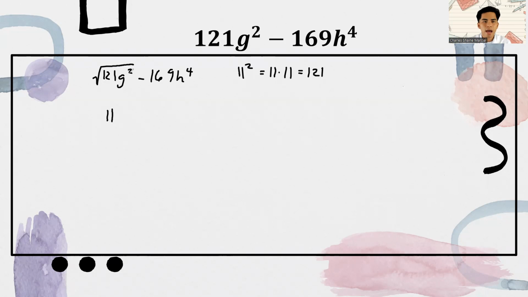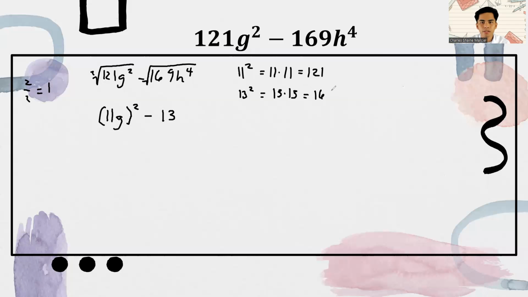Okay? Now, we will just divide the exponent sa 2. So 2 divided by 2, and that is equal to 1. So we will just write g. Then i-square natin silang dalawa. Then copy the minus sign. The square root of 169 is equal to 13. So 13 squared is equal to 13 times 13, and that is equal to 169.